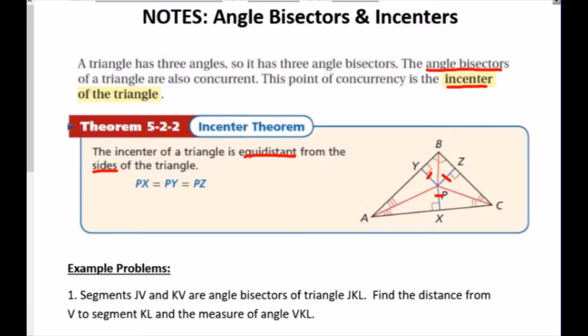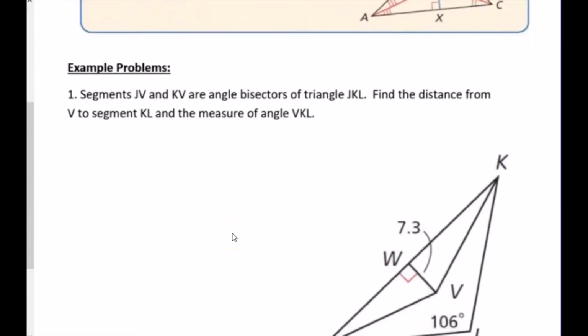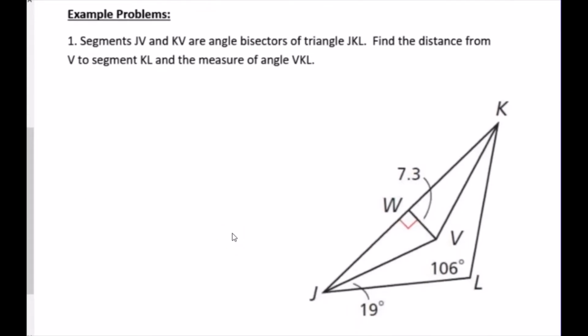Okay, so all we know so far is angle bisectors cut in half, right? And incenter is equal distance to these sides. So let's do number one. Okay, on number one, segments JV and KV are angle bisectors of triangle JKL. So that means this line right here cuts this angle in half. This right here cuts this angle in half. So, ultimately, we're looking for VKL, which is way over here. But first, let's label what we know. Does everyone see VJL right here? This angle is 19 degrees.